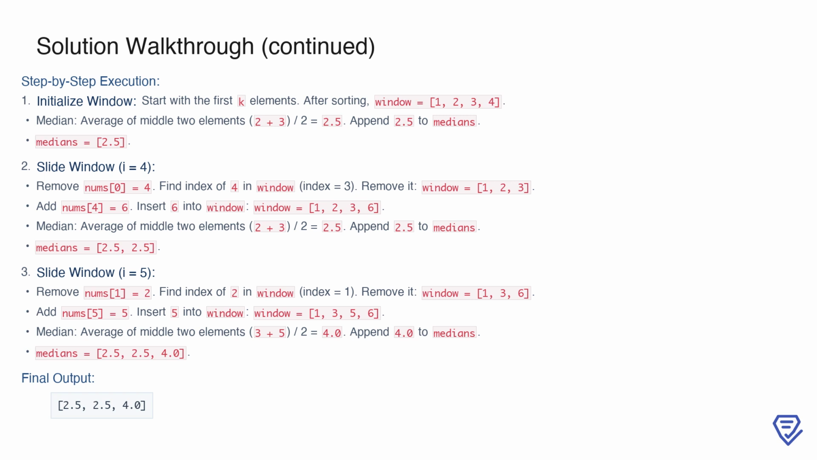As we slide the window forward, we remove the oldest element, 4, and add the next element, 6, maintaining the sorted order. This updates the window to 1, 2, 3, 6. Again, the median is the average of the middle two elements, 2 and 3, which is 2.5. Appending this to medians results in 2.5, 2.5. With the final slide, we remove 2, add 5, and recalculate the median as the average of 3 and 5, which is 4.0. The complete medians list becomes 2.5, 2.5, 4.0.